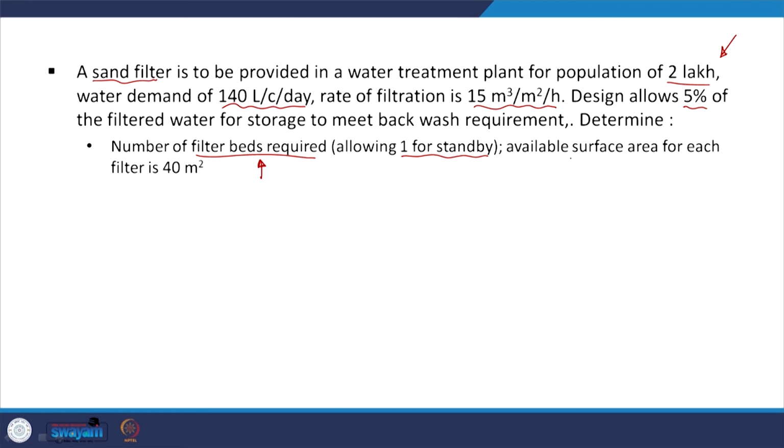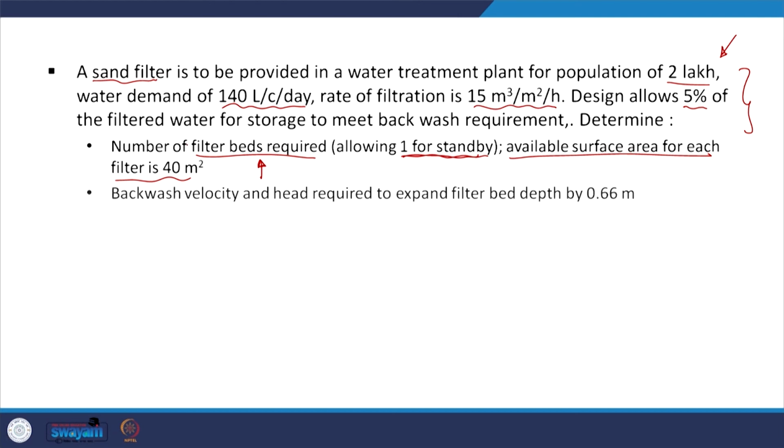And what is the information that we have, from which I can calculate the total surface area. They say that the surface area per filter is 40 meters square. Accordingly we can calculate the number of filter beds, so that is relatively straightforward. And what is the backwash velocity, and what is the head required to expand the filter bed depth by an additional 0.66 meters? I want to know the backwash velocity and also the head required, in a sense the energy required to expand the filter bed depth by an additional 0.66 meters.